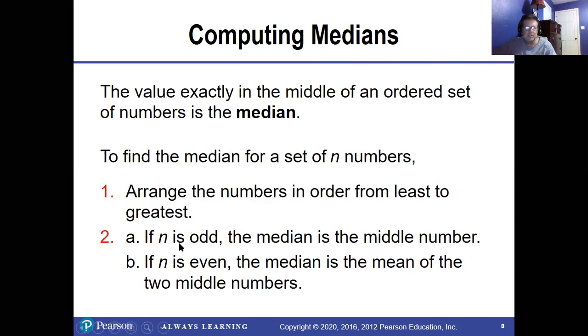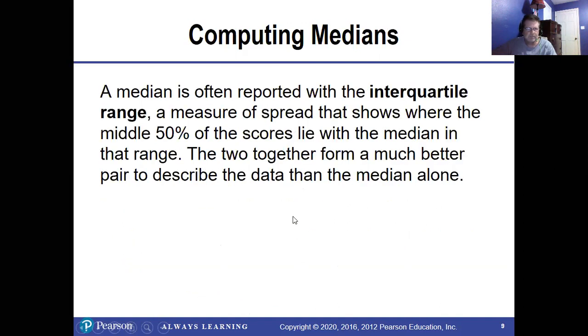Now we know there are two different ways you can have a median. If there is an odd number of numbers, the median is going to be smack dab in the middle. If there is an even number, the median is the two in the middle added up and divided by 2.